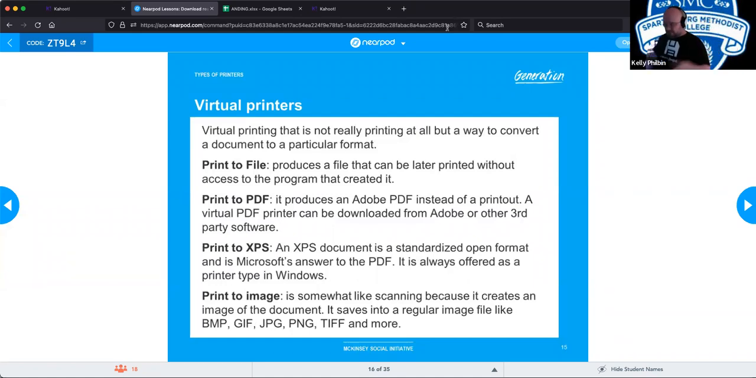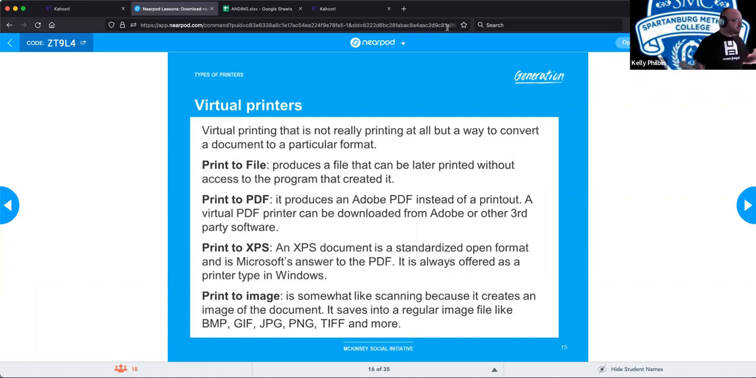After we get through with the 4 big families of printers, we have something else called a virtual printer. I always thought it was kind of a silly term, but hey, it's kind of like saving a document. So virtual printing is a way, that is not quite really printing, but it allows you to convert a document to a particular format of your choice. So you can print to file, which produces a file that can be later printed without access to the program that created it. You can print to a PDF, which produces an Adobe PDF image instead of a printout.